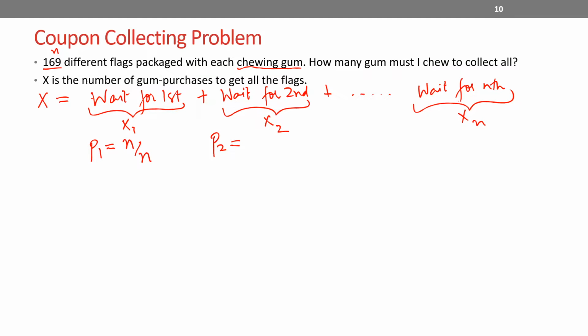So P2 is going to be n minus 1 new flags, because I got one when I waited for the first one, whatever I bought the first time, that is a success. So this is n minus 1 over n. Similarly, for P3, it's going to be n minus 2 over n. And similarly for P of n, it is going to be 1 over n, because as I keep buying, this is the number of the successful ones that are left. Whenever I'm buying the same one, I do not count it as success, and I keep buying.